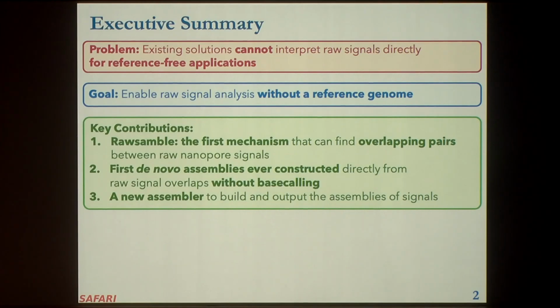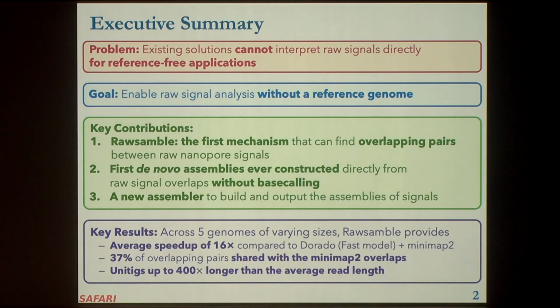First, we propose Rawsamble, which is the first mechanism that can find overlapping pairs between raw nanopore signals without base calling. Second, we built the first de novo assemblies ever constructed directly from raw signal overlaps without base calling again. We also designed a new assembler to build and output the assemblies of signals. Across different genomes of varying sizes, we show that Rawsamble, our work, provides an average speedup of 16 times compared to the configuration where we first used Dorado's fast model for base calling, followed by Minimap2 to find overlaps.